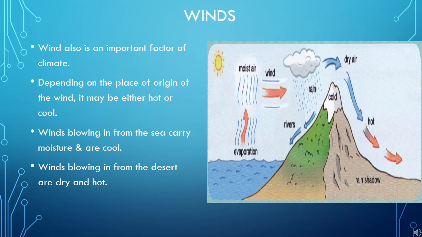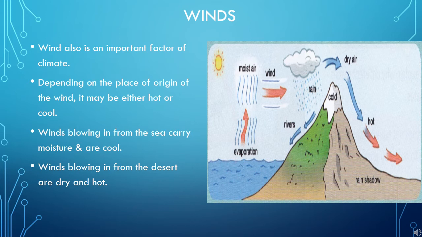Let us talk about winds now. Wind also is an important factor of climate. Depending on the place of origin of wind, it may be either hot or cool. Winds blowing in from the sea carry moisture and are cool, whereas winds blowing in from the desert are dry and hot. Let me explain, children.